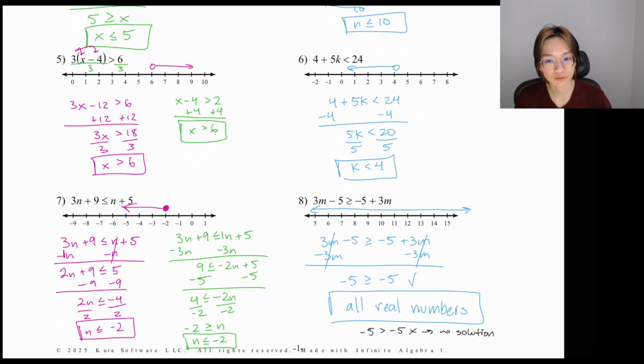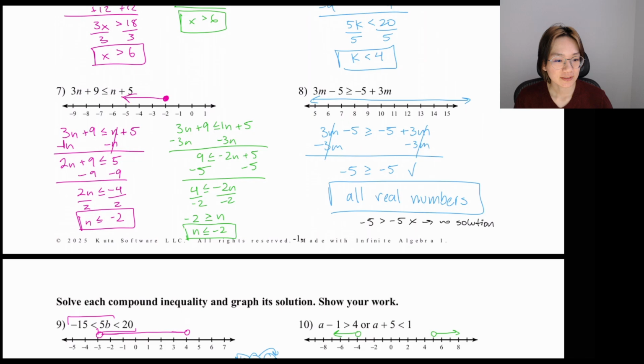6, k is less than 4, and there's the graph. 7, n is less than or equal to negative 2, and there's the graph. 8, all real numbers, which does have a graph.